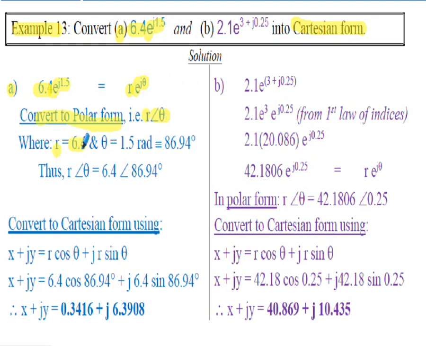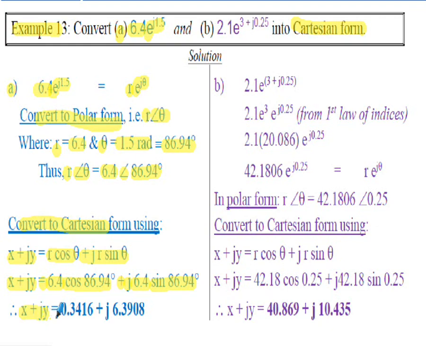So r in this case is 6.4, theta is 1.5 radians, or if you want to convert it to degrees, is 86.94 degrees. So in polar form, r argument theta is equal to 6.4 argument 86.94 degrees. To convert that into Cartesian form, we use the following equation from a previous presentation: x plus jy is equal to r cos theta plus jr sin theta. So in this case, x plus jy is equal to 6.4 multiplied by the cos of 86.94 degrees plus j 6.4 multiplied by the sine of 86.94 degrees.